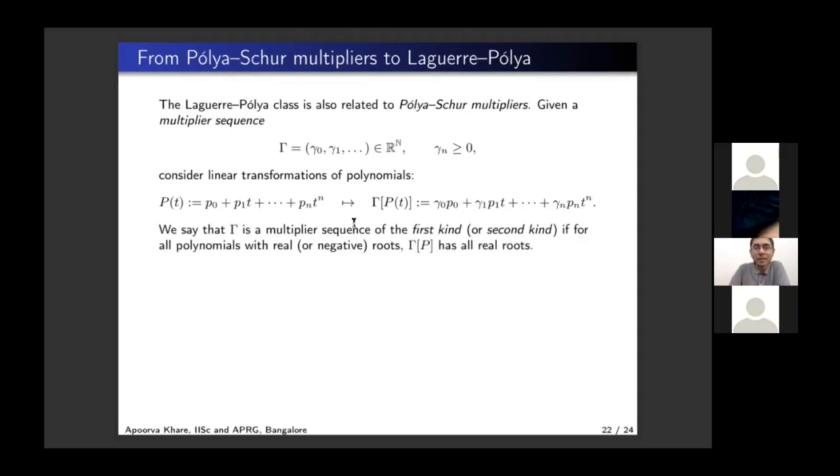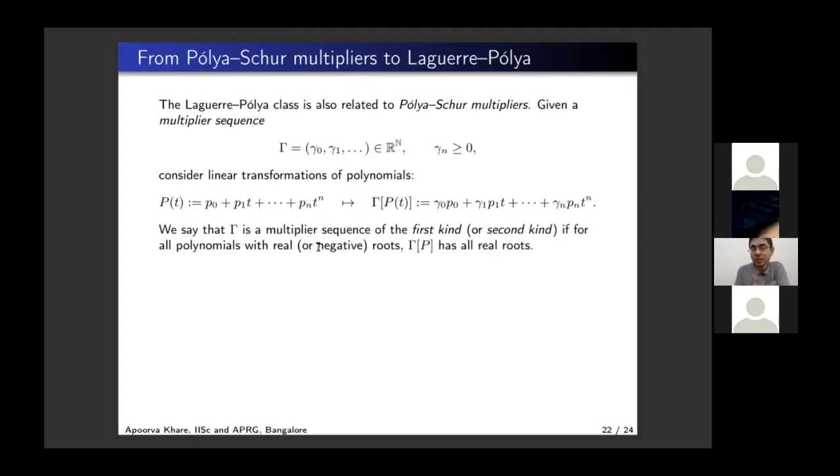We say that gamma is a multiplier sequence of the first kind if for all polynomials which are real rooted, gamma p has all real roots. So it preserves real rootedness on all spaces of polynomials. We say it is of the second kind if you have polynomials with only negative roots, then it preserves real roots.